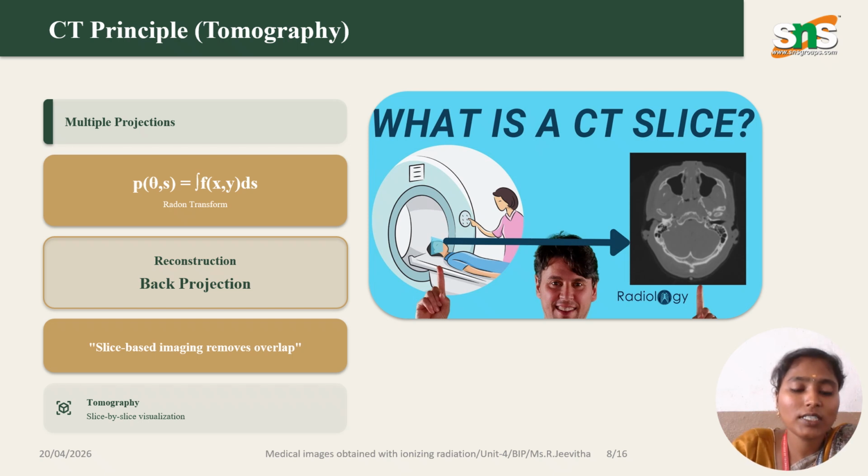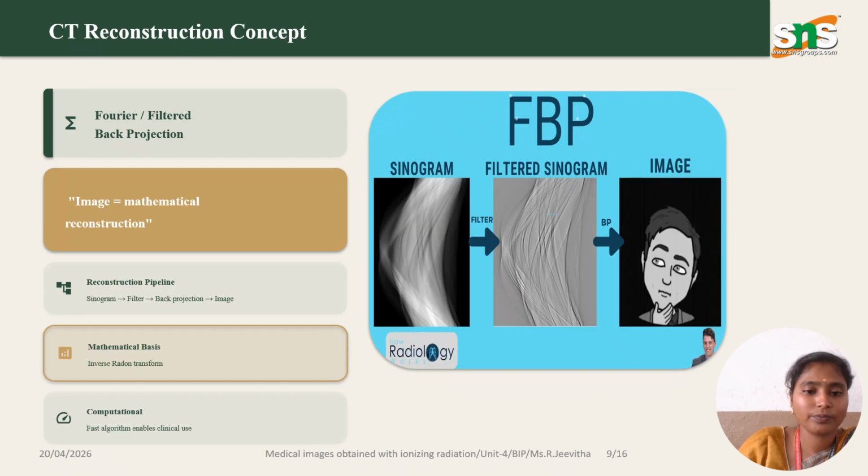Next one is CT, computed tomography. It solves the X-ray problem. Instead of one projection, it takes multiple projections from different angles. Mathematically, P(θ, s) equals the integral of f(x, y) ds. This is called the Radon transform. Then reconstruction is done. Tomography is the slicing of images. So there is no overlap, and each slice shows exact structure. That is why CT is much clearer than X-ray.